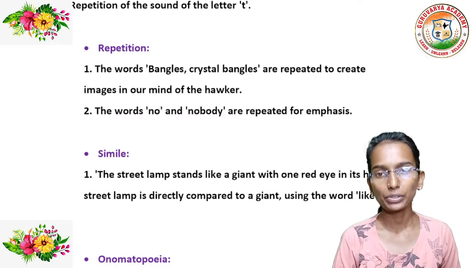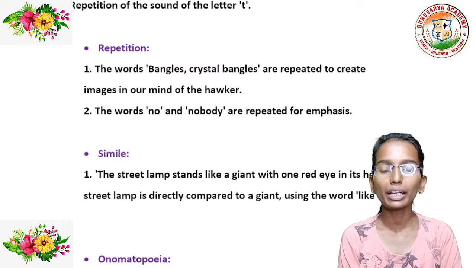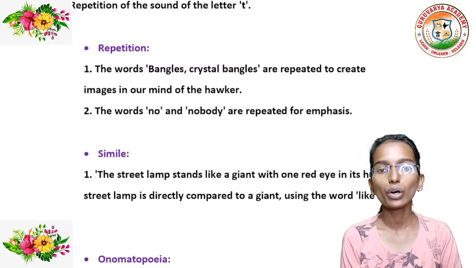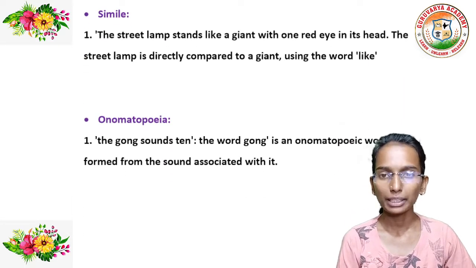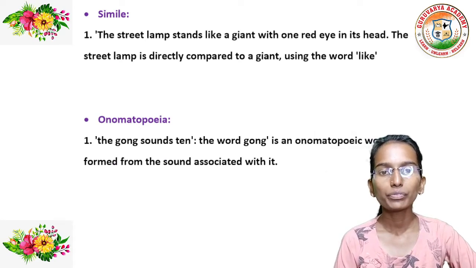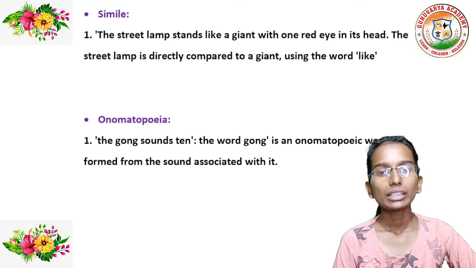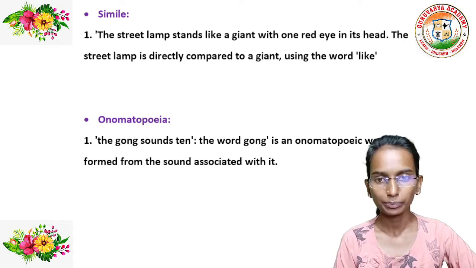Next is repetition. The word bangles, crystal bangles, is repeated to create images in our mind of the hawker. Second, the words no and nobody are repeated for emphasis. After that, simile. The street lamp stands like a giant with one red eye in its head. The street lamp is directly compared to a giant using the word like.